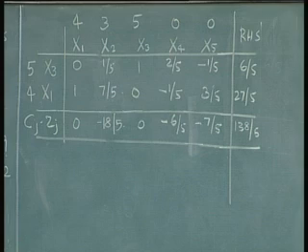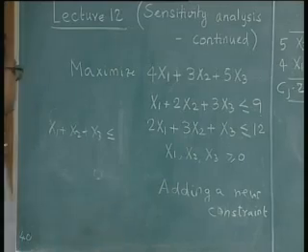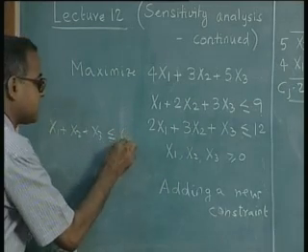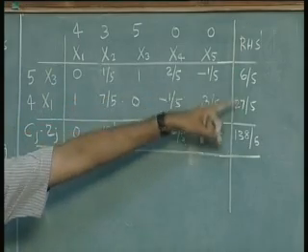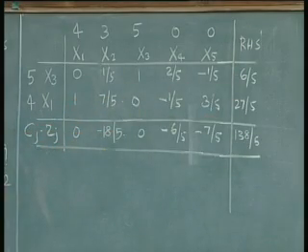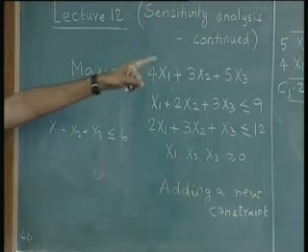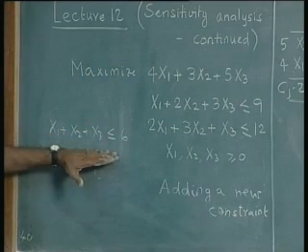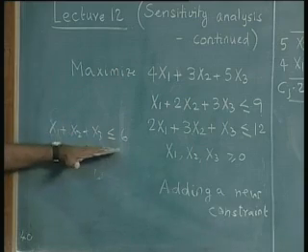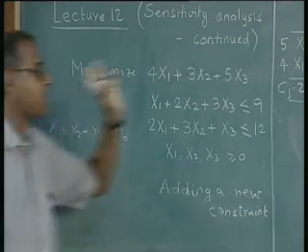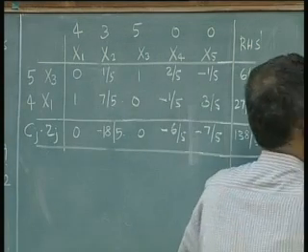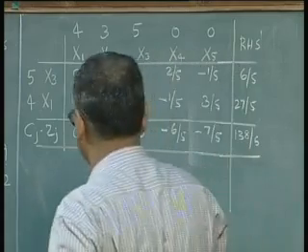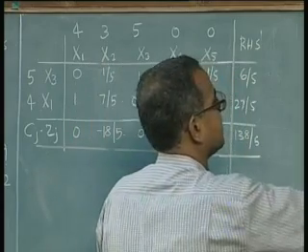If on the other hand the new constraint had been x1 plus x2 plus x3 less than or equal to 6, then we realize that x1 plus x2 plus x3, the left hand side, is 33 by 5, which is more than 6. So the present optimal solution violates this constraint, and because it violates this constraint, this constraint will have an impact on the solution, and we need to handle that. So let us do this here. We write the new constraint as x1 plus x2 plus x3 less than or equal to 6.